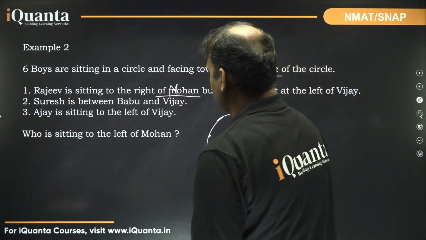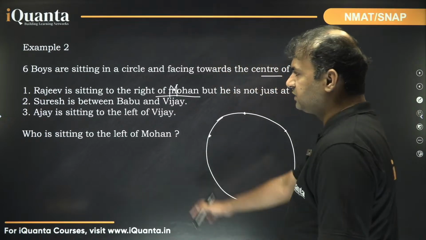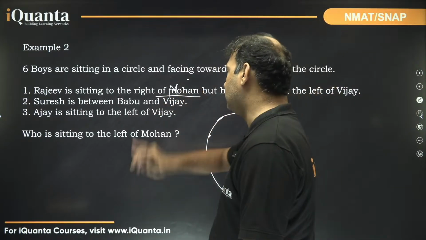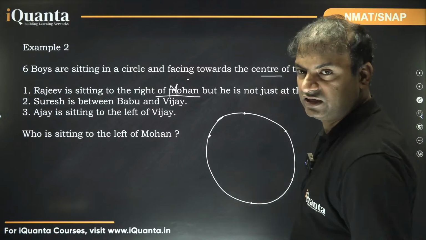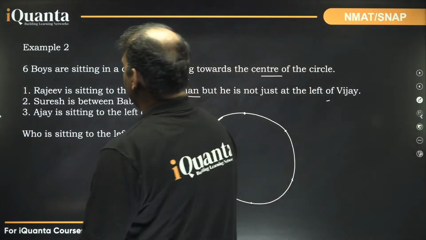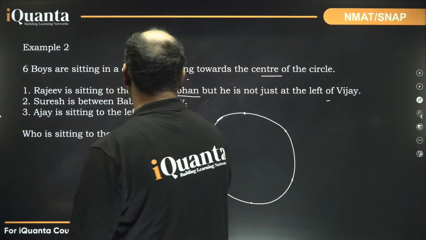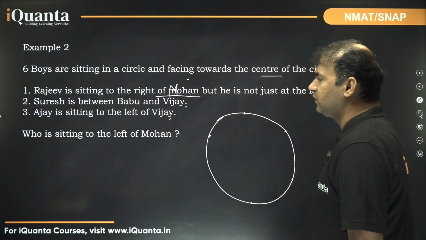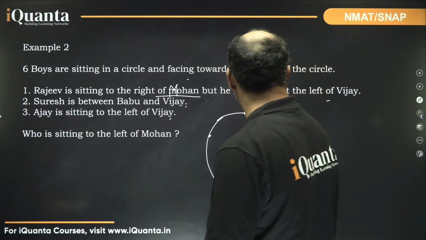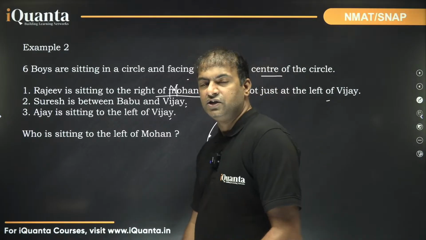Okay, from where should we start? So guys, the first point is about Rajiv and Mohan, and this is the negative point. We should not ideally start with the negative points initially, right? Second point is about Suresh, Babu and Vijay. Third point is about Vijay. So it would be best if we start with Vijay, because Vijay is written the most here, right? So I'm going to start with Vijay.